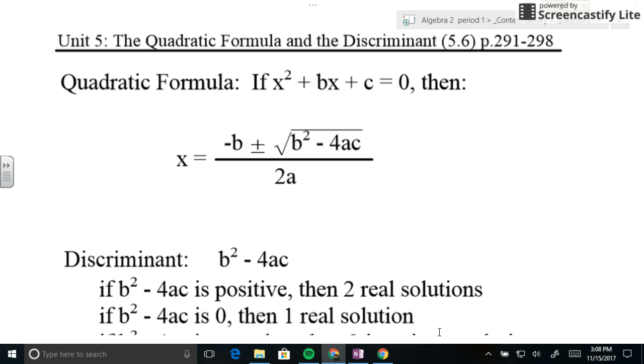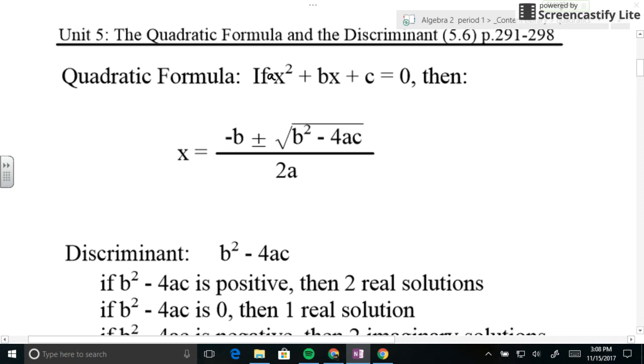Today we're going to talk about the quadratic formula. The quadratic formula works if we're given ax squared plus bx plus c equal to 0. So if we're looking up here, we have an ax squared plus bx plus c equal to 0. Then we know the answer for x is equal to the opposite of b plus or minus the square root of b squared minus 4ac all over 2 times a.